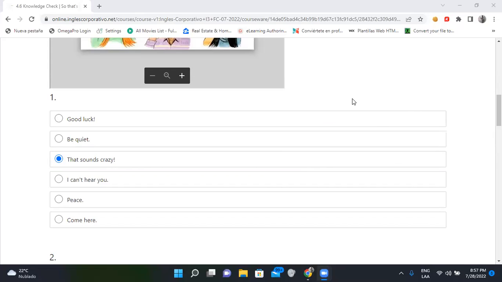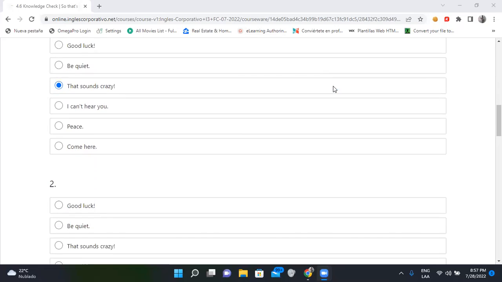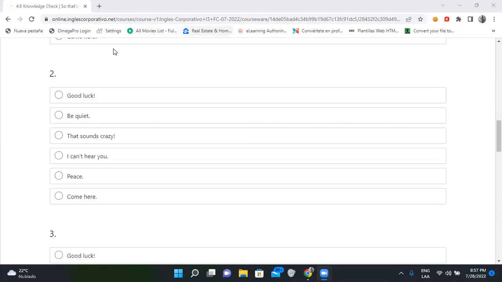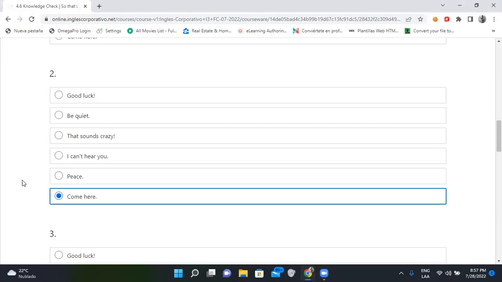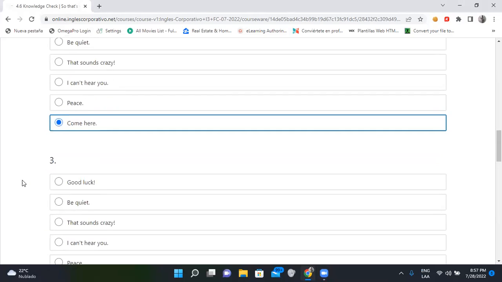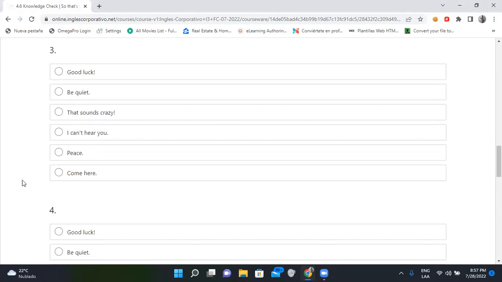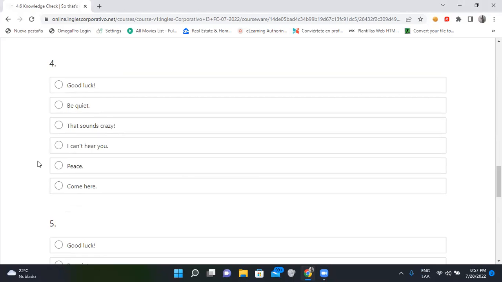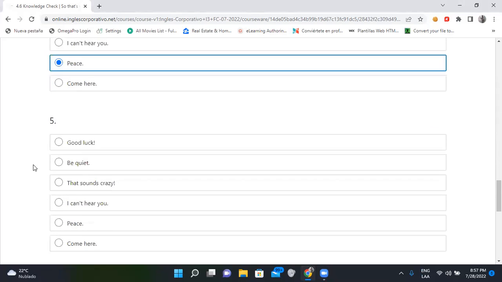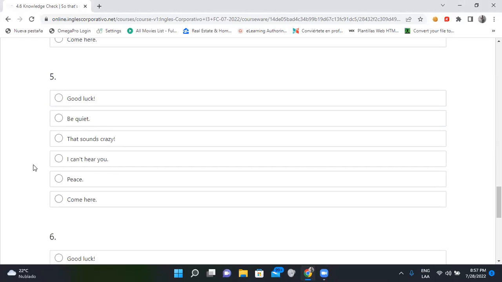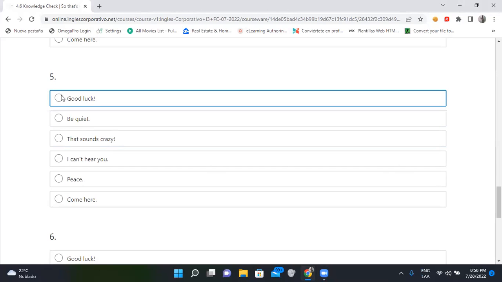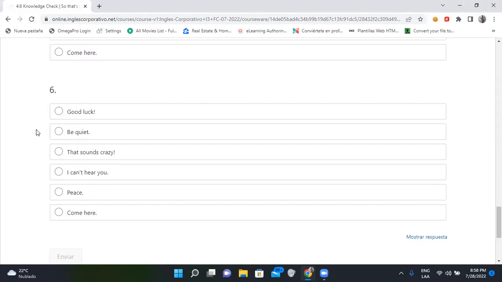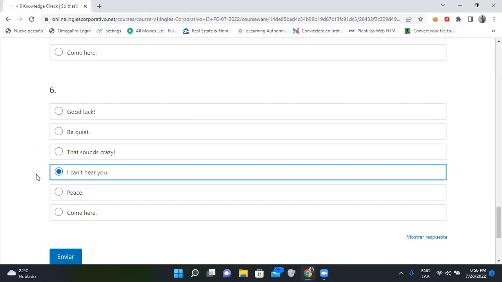All right, let me have one volunteer for exercise number two. Come here. Excellent. Who can give me an example for exercise number three? Be quiet. Thank you. Who can give me an example for number four? Peace. Somebody give me an example for number five. Good luck. And the last one, number six. I can't hear you.